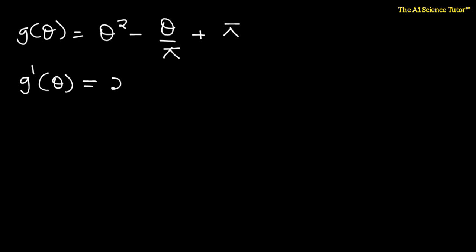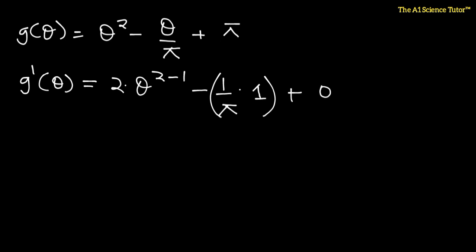So this is going to be 2, multiplied by theta to the power of 2 minus 1. This will be minus 1 over pi, and then we need to differentiate theta. If I differentiate theta, that should give me 1. So this is what I have here. Now for pi, if I differentiate pi, that will give me 0, because that is a constant. So we have 2 theta minus 1 over pi. So that will be the derivative of the function. g prime of theta is 2 theta minus 1 over pi. That is the answer.